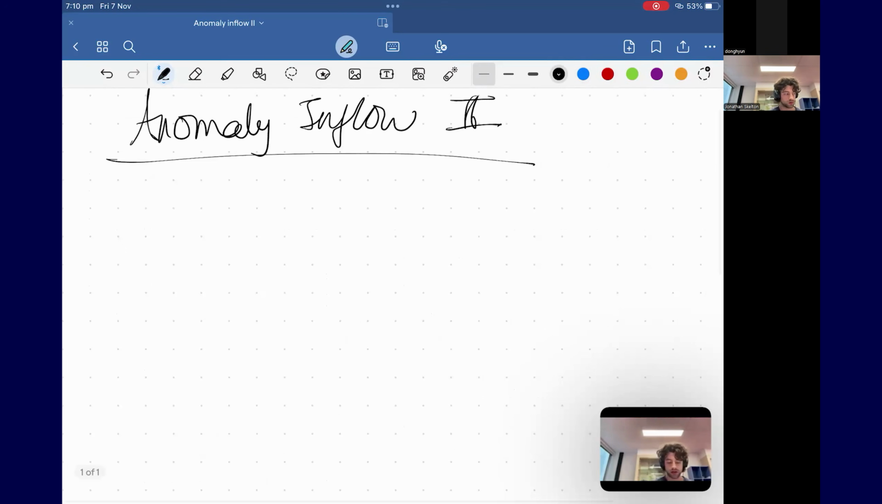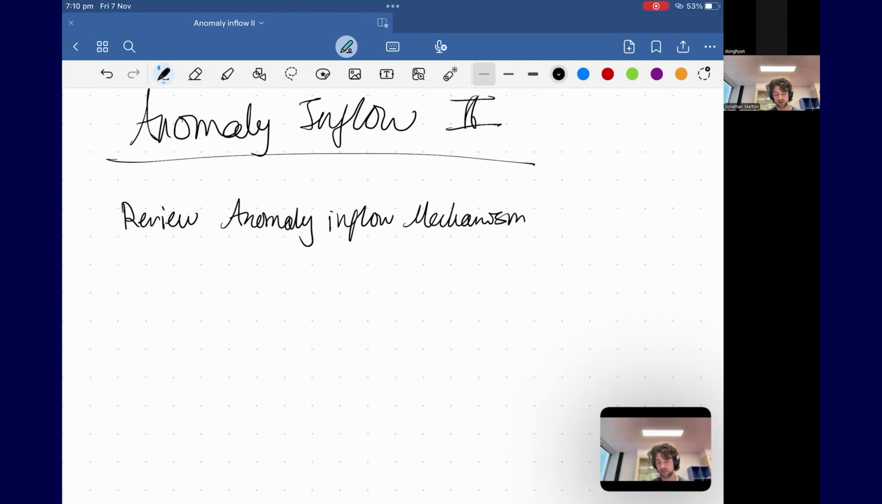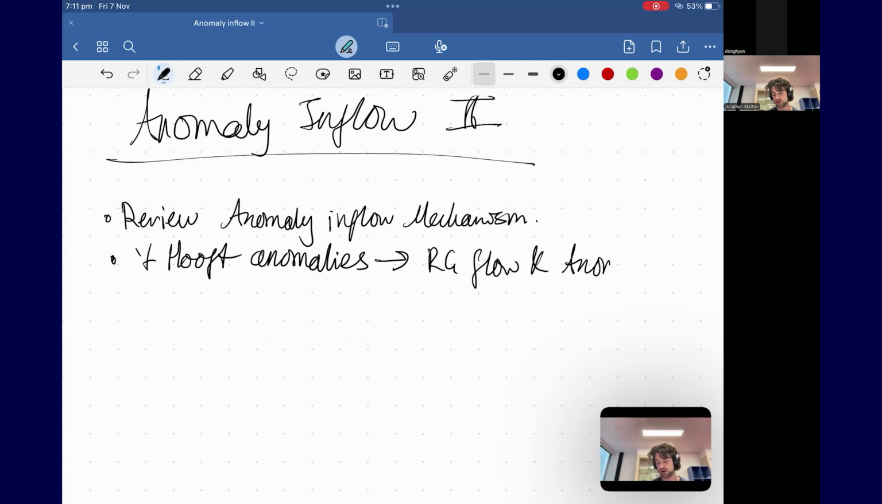First, I want to just review the inflow mechanism, the anomaly inflow. Just a quick recap of things. And then the second part is just to mention how this ties into anomalies, in particular RG flows and the anomaly matching conditions.